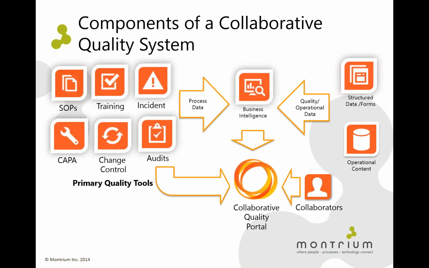By accessing these tools and performing various different quality operations, we have a lot of process data that's being generated, and that process data can be made available to business intelligence tools to be able to provide insight. We can also have structured data and forms and operational content from other databases going into that business intelligence environment as well to really give us a good feedback loop so that we can make improvements to our quality system.